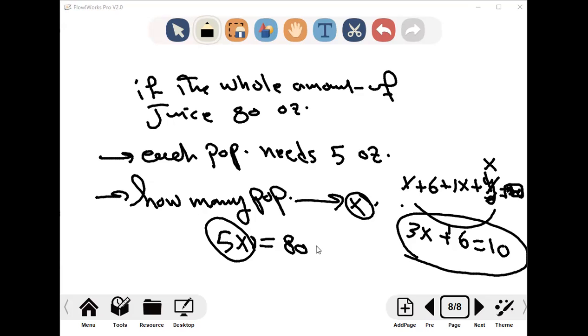Later on in grade 8, you will take two variables, but in two equations. Means if you have two variables, you need two equations. Three variables, three equations in grade 8. Yes?